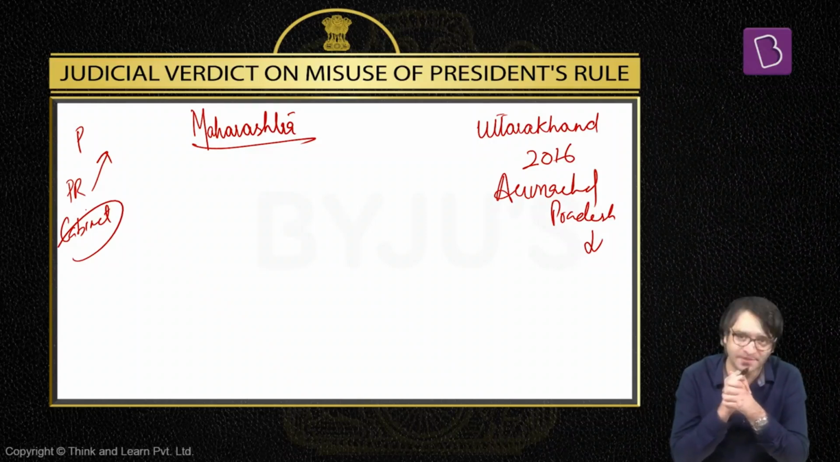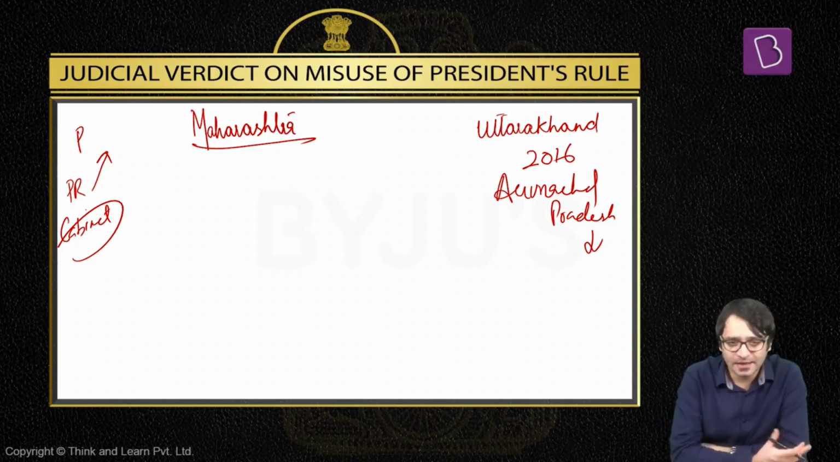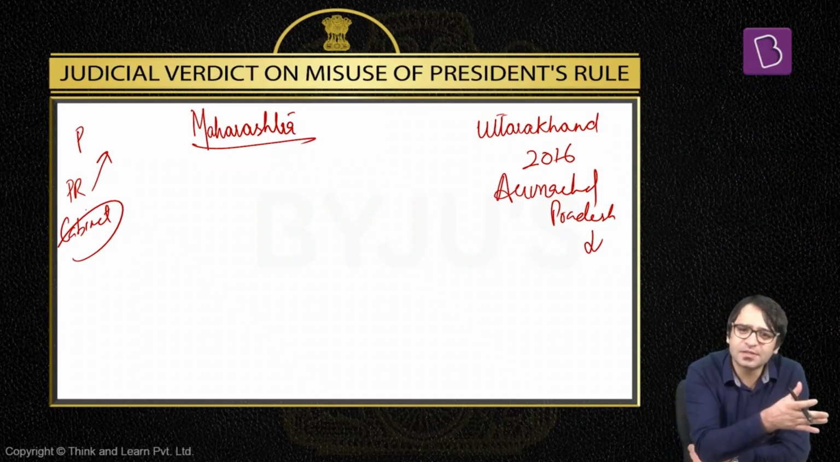Uddhav Thackeray all set to become the chief minister of Maharashtra. It has been decided that Congress, NCP, and Shiv Sena will come together to form the government, and Uddhav Thackeray will become the chief minister. I slept, and next morning I got up. I saw Mr. Devendra Fadnavis of BJP has been sworn in as the chief minister, and Ajit Pawar of NCP is now the deputy chief minister. But the state was under President's rule.